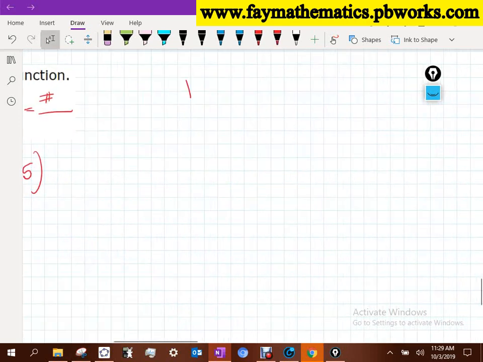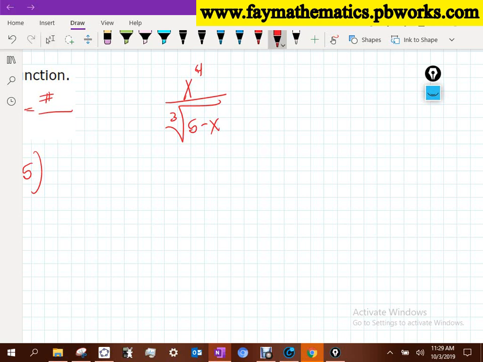Let's talk about that real quick. If we have, so it's x to the fourth over the cube root of 5 minus x, right? Okay. Can I take the cube root of a negative? Yeah. Can I take the cube root of 0? Yeah. Can I take the cube root of a positive? Yeah. So you might think, well, I can do anything. This domain is all real numbers.